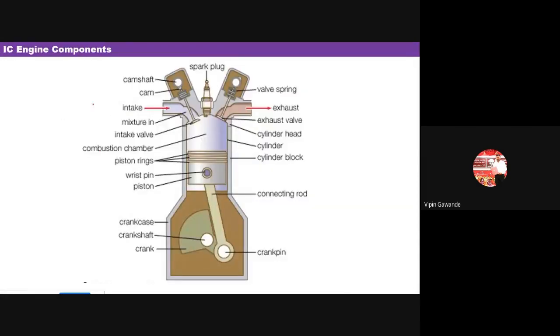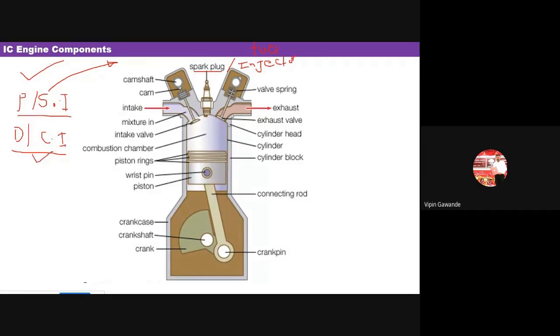Now after that we have discussed the IC engine components. In the last unit we also discussed the petrol engine and the diesel engine. The petrol engine is also called the spark ignition engine, and the diesel engine is also called the compression ignition engine. Here the spark plug is mentioned, which means it is a petrol or spark ignition engine. If instead of the spark plug we have a fuel injector, then this is converted into the diesel engine or compression ignition engine.